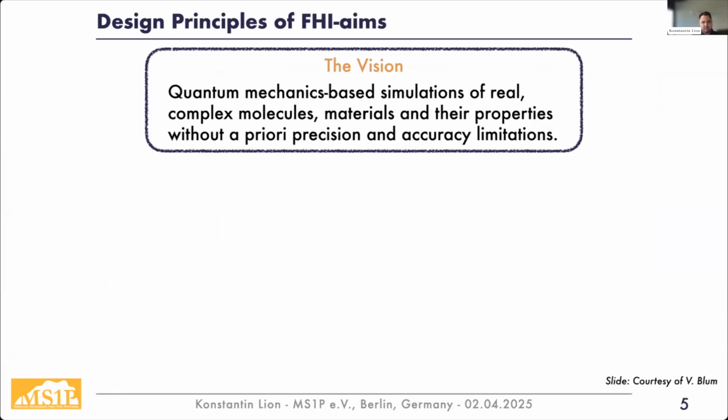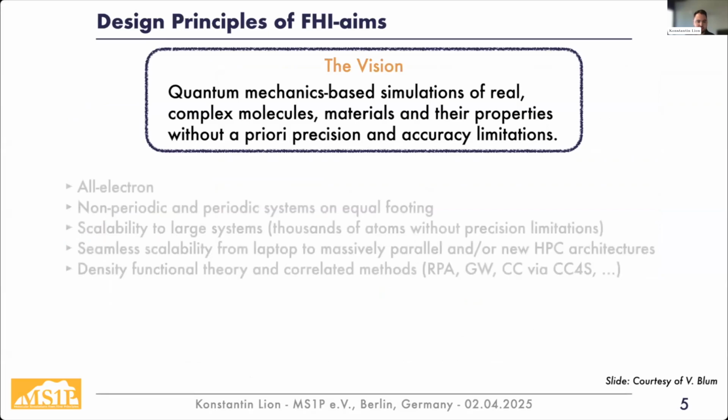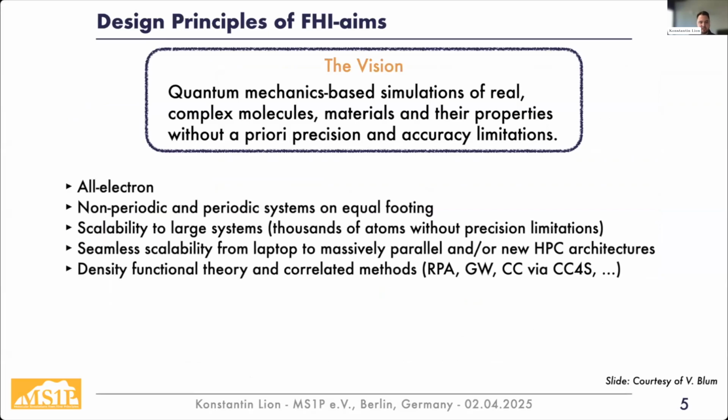Then let's go to the actual design principles behind what makes FHI-aims what it is. So from the onset, there was a vision that FHI-aims should be able to perform quantum mechanics-based simulations of real molecules and materials and their properties without a priori precision and accuracy limitations. And that was really something that was decided from the onset. So there were a few design choices that were decided on to fulfill this vision.